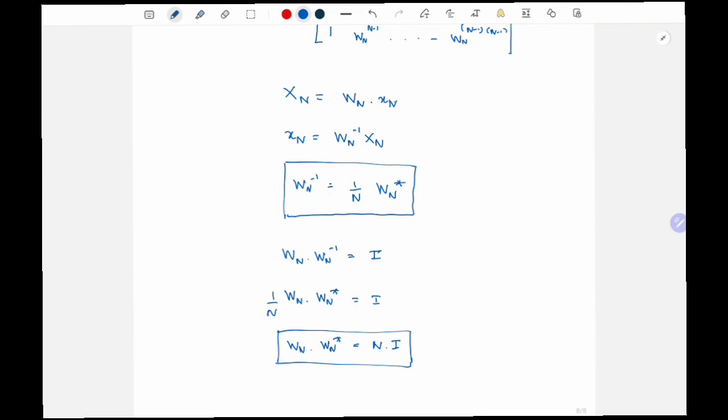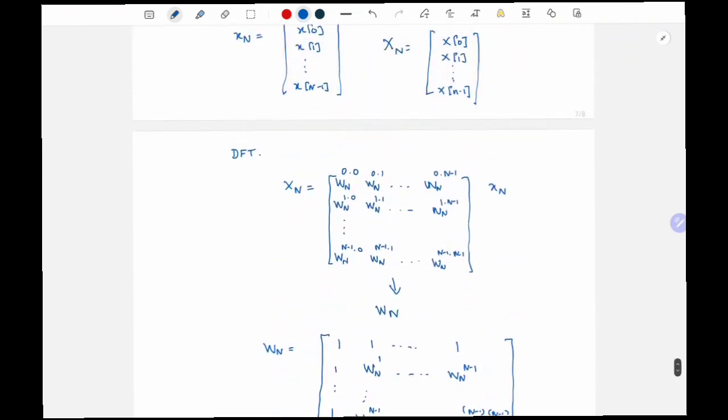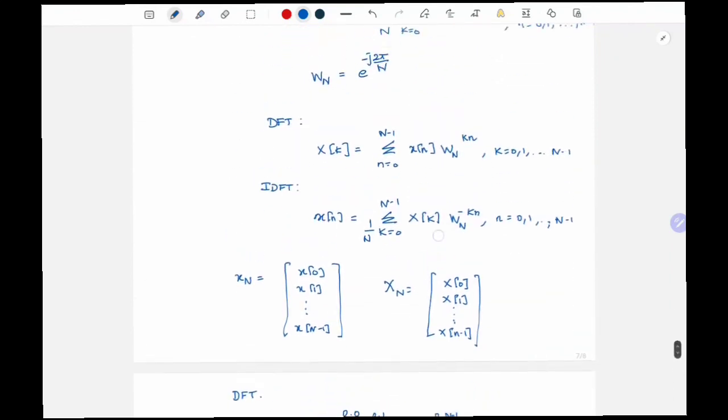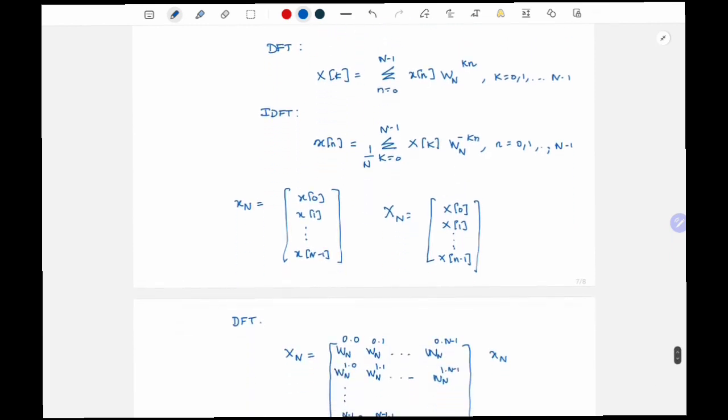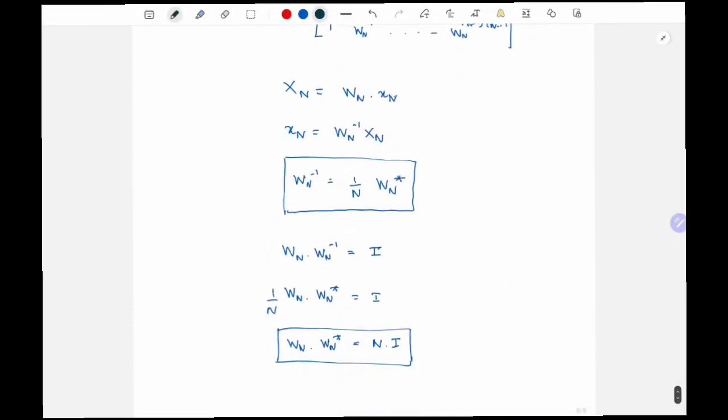So doing it this way, I can easily compute my DFT and IDFT by just using a matrix multiplication. I needn't go over everything and keep adding everything for each k equal to 0 to N minus 1. I can just do one simple matrix and then multiply it easily. And this makes life a lot easier when it comes to computation in DSP. So next we'll look at the properties of the DFT.